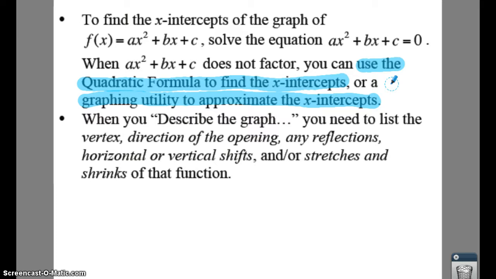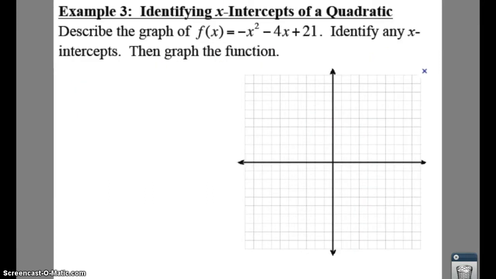So we're also going to have to describe your graph. Now whenever you describe your graph, you don't just say it opens up or it opens down. It's a parabola. You need to talk about more than just the direction of your opening. You need to list your vertex, any reflections, horizontal and vertical shifts, and any stretches or shrinks that you may also have. All right, so let's look at our example here, number 3.